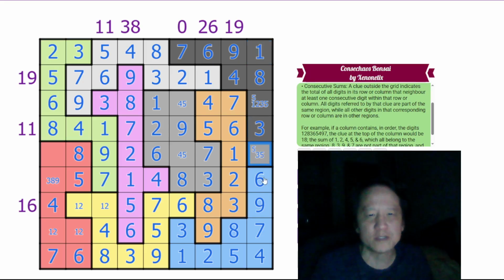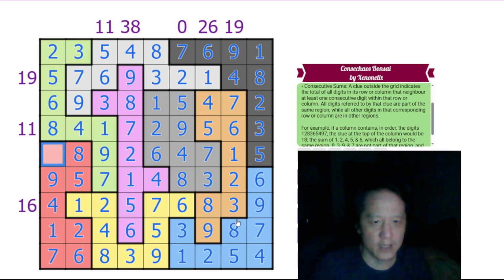This 3 eliminates 3 here, so it's 5, which makes this a 2. 4 eliminates 4 here, it's 5 and 4. This can't be 3 or 8, so this is 9. This 2 eliminates 2 here. It's 1, 2, 1, 2. And that leaves this digit as a 3.